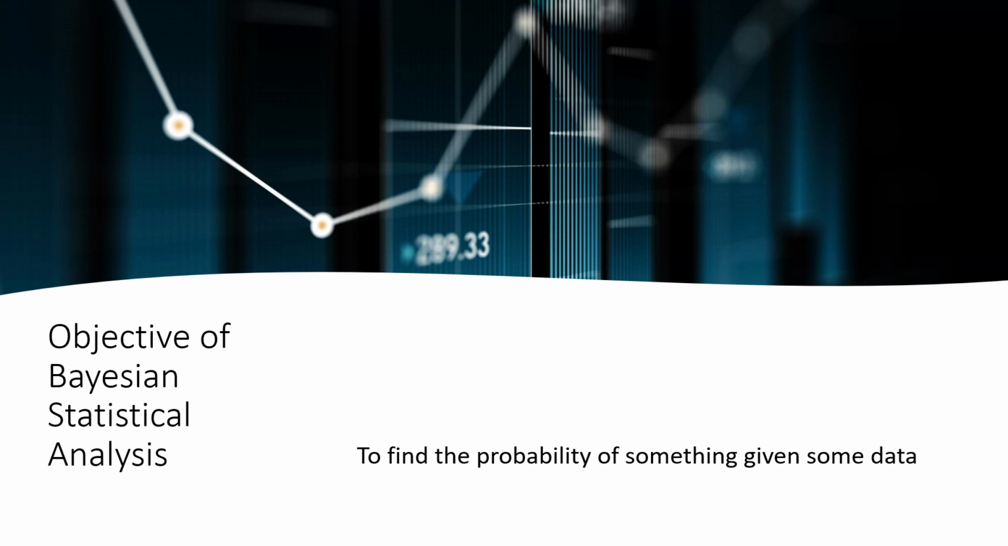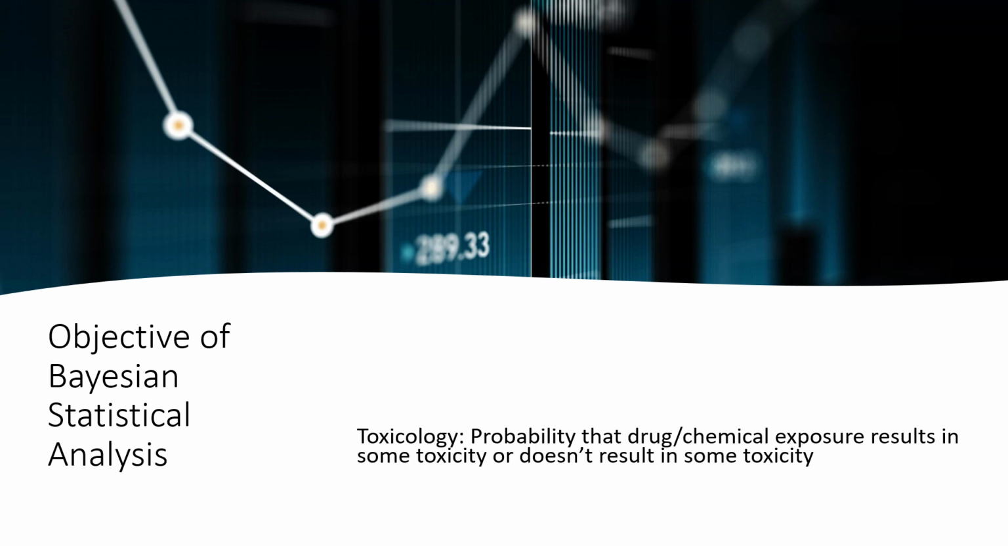So what is the objective of a Bayesian statistical analysis? Well, really, it's to find the probability of something given some data that we have, right? If we're talking about toxicology, that's the probability that a drug or a chemical exposure is going to result in some kind of toxicity, or maybe that it doesn't result in some kind of toxicity. So we want to know, is this candidate drug compound going to cause some kind of bad thing in people who might take the drug? What's the probability of that? That's the toxicology side of things.